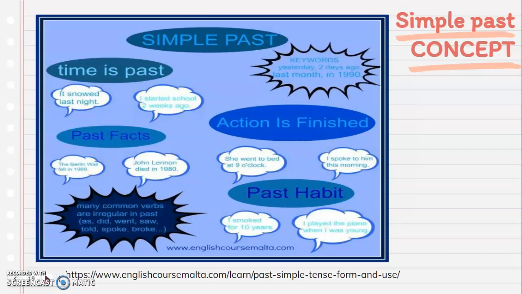As we saw in the previous class, we can use simple past to talk about a time in the past that was specific, a past fact, an action that is finished, or a past habit. And remember that the keywords are, for example, yesterday, 2 days ago, last month, or in 1990. Remember that many of the verbs that are common in English are irregular.